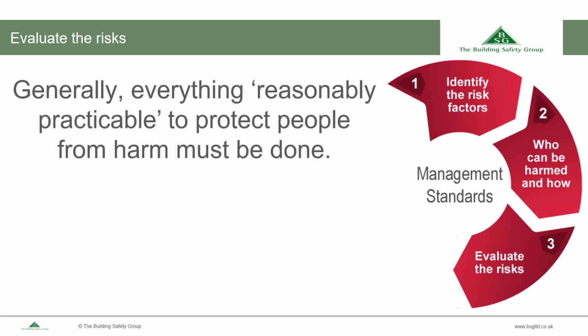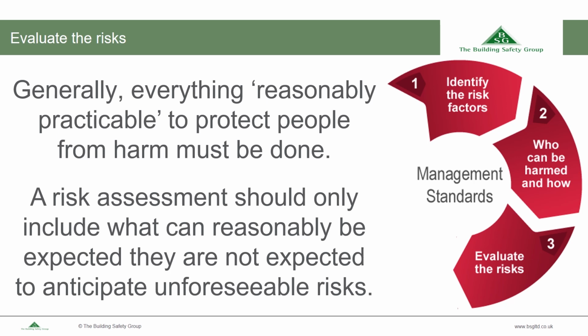Generally, everything reasonably practicable to protect people from harm must be done. This means balancing the level of risk against the measures needed to control the real risk in terms of money, time or trouble. However, there is no need to take action if it would be grossly disproportionate to the level of risk. A risk assessment should only include what can reasonably be expected. They are not expected to anticipate unforeseeable risks.